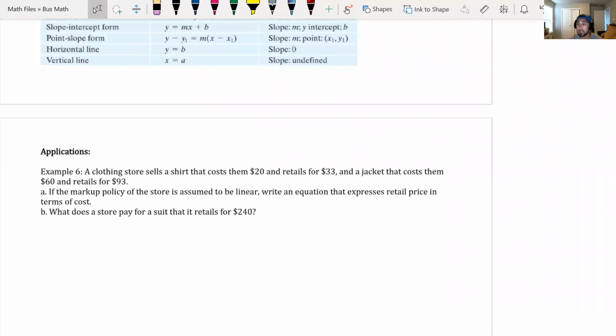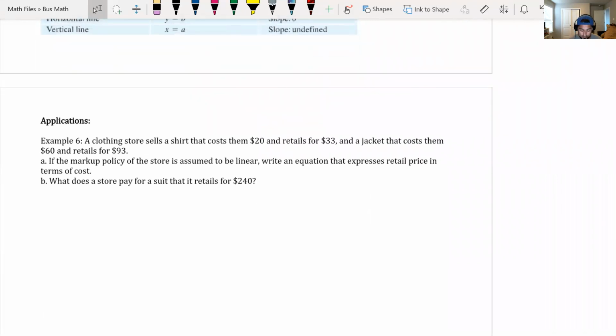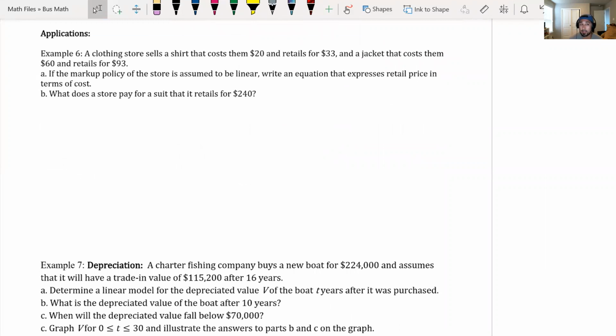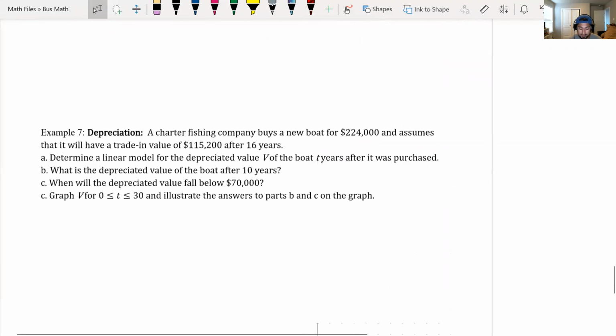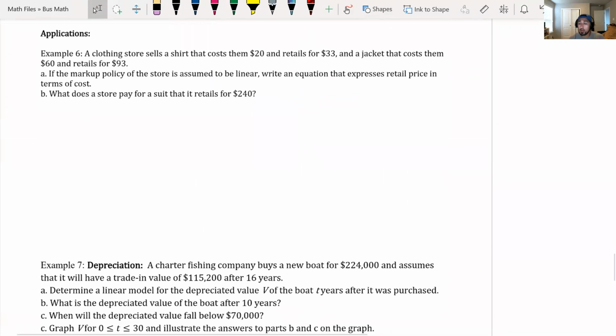All right. So now we can get into the applications. On these applications, what's left? Oh, just these last two. Cool. We're going to be finding the linear equations for these applications. We just have to notice that they're giving us the information. So let's try it out. So 6, a clothing store sells a shirt that cost them $20 and retails for $33. A jacket that cost them $60 and retails for $93.